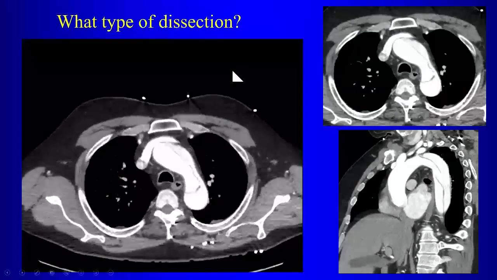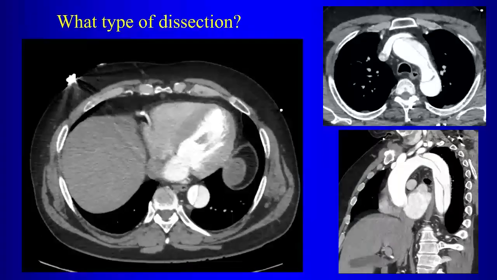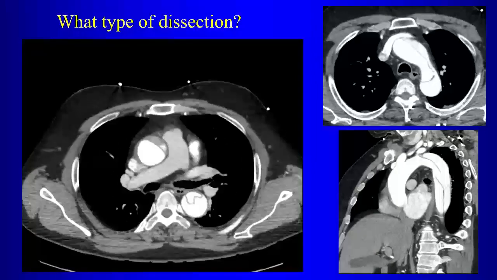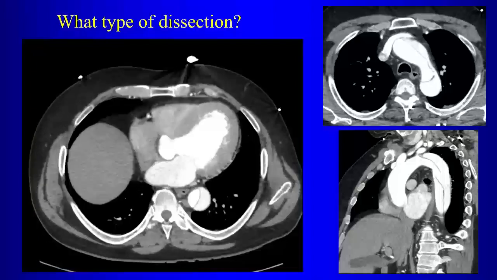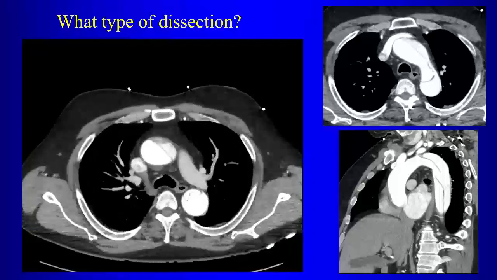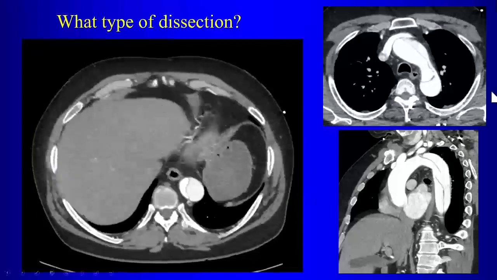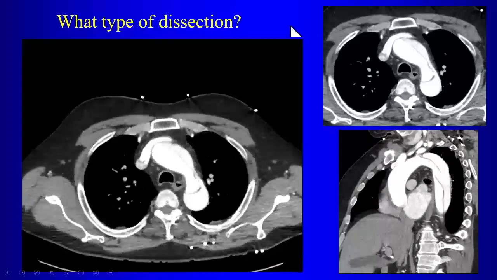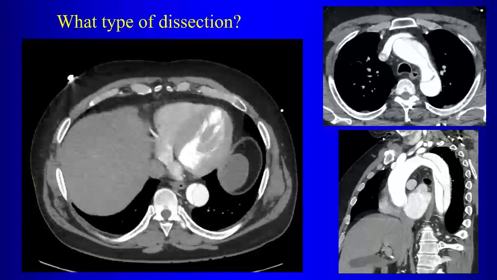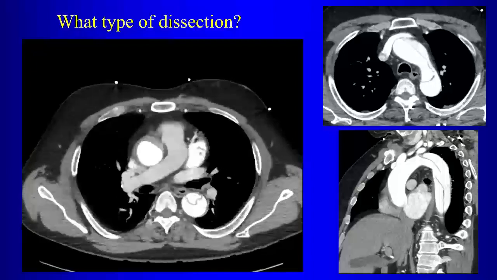All right, what about this case? What kind of dissection is this? So we say this is an A because it involves the ascending aorta. Yeah, so this dissection does go to the ascending aorta. Do you see where the entry tear is? You see it on the sagittal view? Yeah, here's the entry tear over here. So would this be treated medically or surgically? What treatment do you think this patient should get? Why?